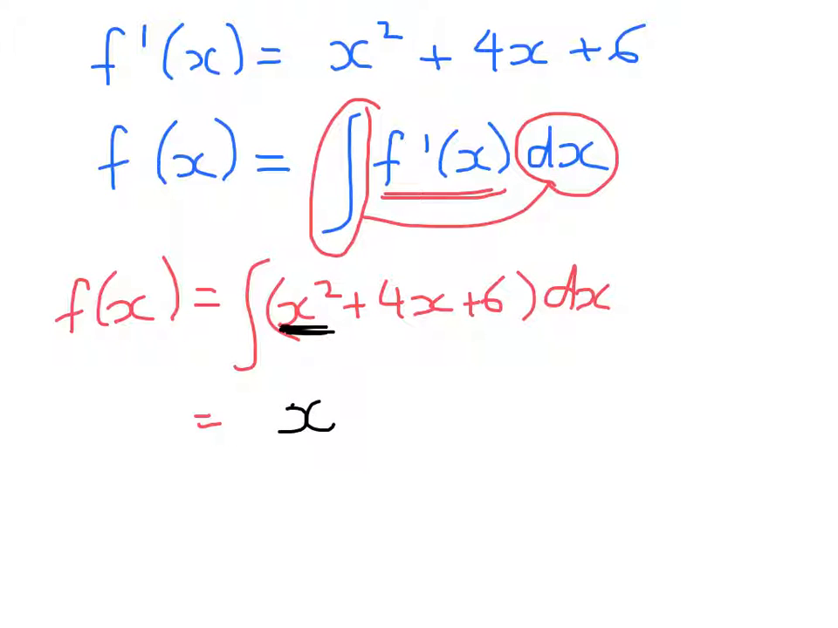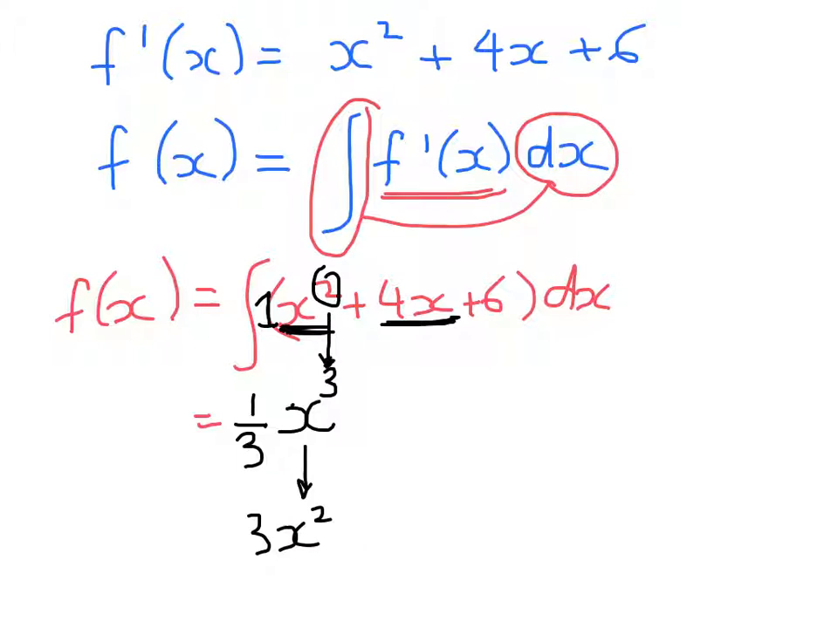Well, it's going to have to be something with x cubed, because when I differentiate that, I'm going to get 3x squared. So what I'm doing here is I'm adding 1 to the power. But I don't want to have 3x squared, I just want to have 1x squared. So here, x squared antidifferentiates to 1/3 x cubed. Let's look at the next bit.